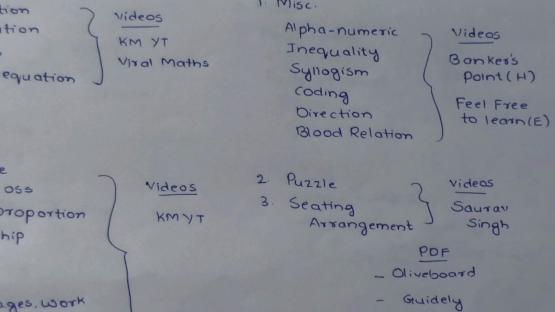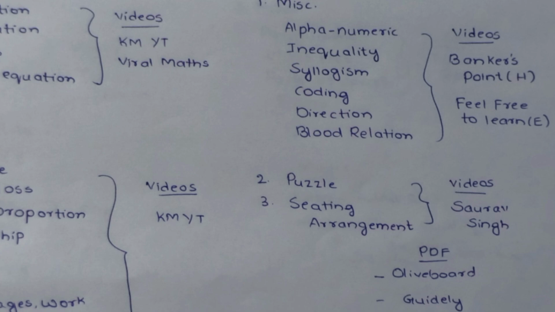So after completing your miscellaneous, try to practice a number of questions from the PDFs. These PDFs I will definitely give you, and after completing miscellaneous, the next one will be puzzles and seating arrangement. For puzzles and seating arrangement, there are two sources. One is Oliveboard's PDF, and the second one is Guideline's PDF. So these two sources are really helpful for solving puzzles and seating arrangement. If you fully solve the two PDFs, you will understand how to approach puzzles and seating arrangement. If you don't understand that and you want any lectures, then you can go for lectures of ADA 247, Saurav Singh sir's lectures. Those are enough.